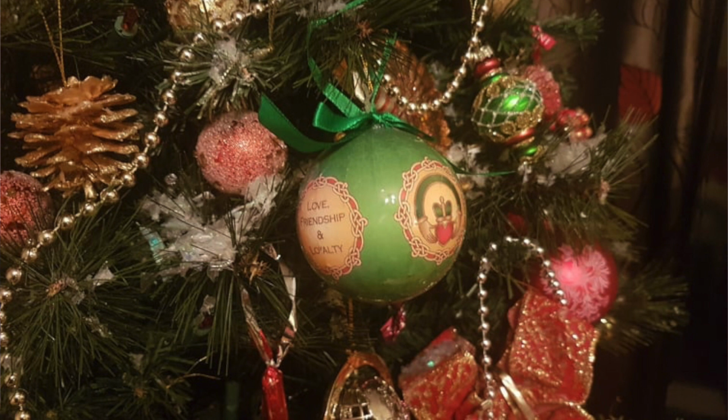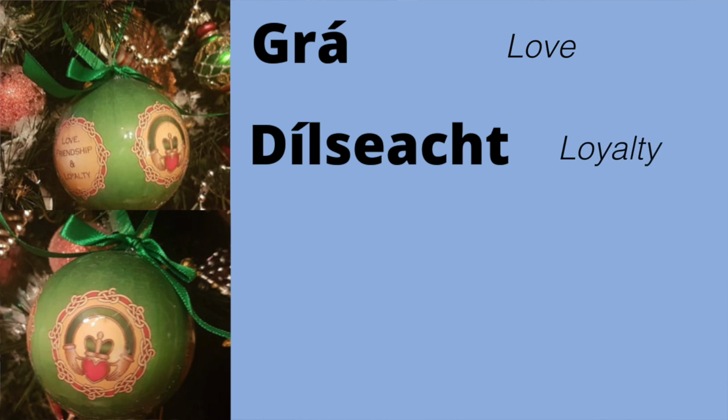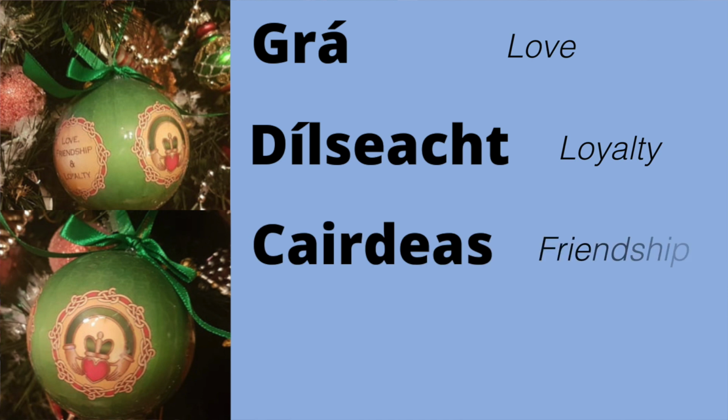Here we have a claddagh bobble. I love the claddagh because everything it represents is the basis for a good, stable relationship. We have the heart, the crown, and the hands joining together. The heart stands for love, so the Irish for love is grá. The crown stands for loyalty or fidelity. Dílseacht is the Irish for loyalty. And the hands coming together mean friendship. They symbolize the strong bonds of friendship. Cairdeas is the Irish for friendship.